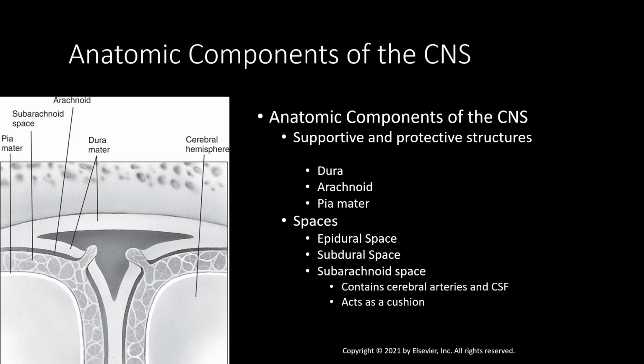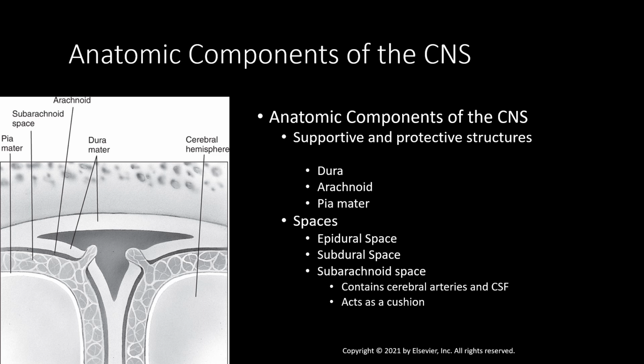Just as important as it is to know what things do within the central nervous system, it is also important to know where they are. And so anatomic components of the central nervous system include supportive and protective structures. So we've got the dura mater, arachnoid mater, and pia mater that surround the brain. I would be familiar with the layers and what order they go in.